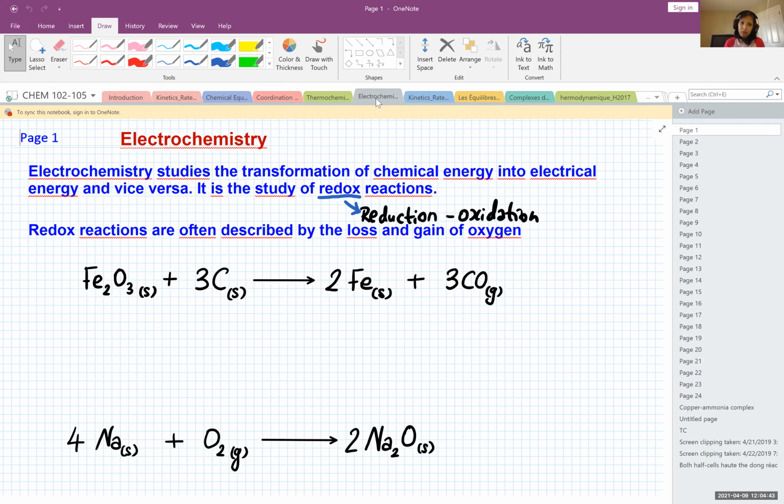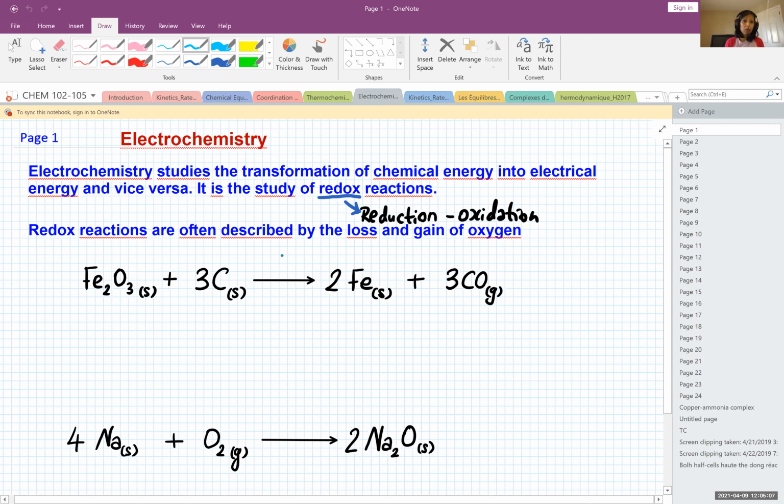But we do have other reactions that are non-spontaneous. You mix these components together, and nothing is going to happen. But if we want them to react, we can force this reaction by giving electrical energy. Therefore, we are converting electrical energy into chemical energy by forcing the reaction to take place. We'll be talking about all of that in this unit.